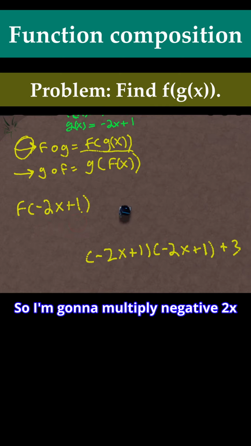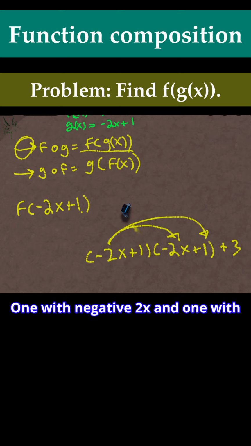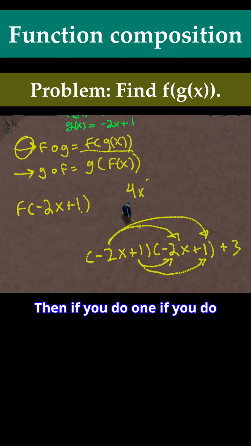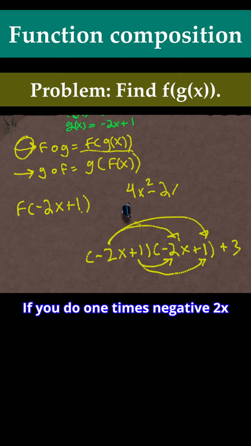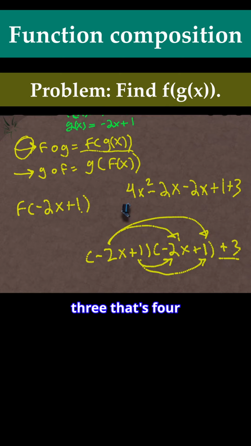So I'm going to multiply negative 2x with negative 2x, negative 2x with 1, 1 with negative 2x, and 1 with 1. If we do that, we'll get negative 2x times negative 2x is just positive 4x squared. Then if you do negative 2x times 1, that's negative 2x. If you do 1 times negative 2x, that's negative 2x. If you do 1 times 1, that's 1, plus 1. And then don't forget the plus 3. And then if you do 1 plus 3, that's 4.